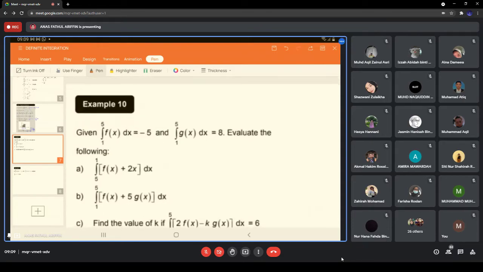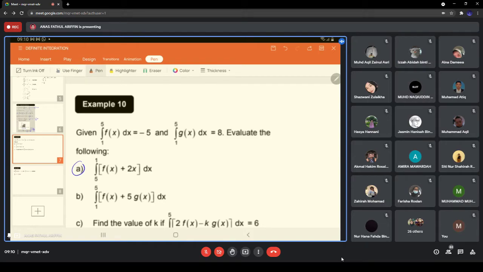Now we try to do the example 10. Okay, example 10, question A. So given this limit 1 to 5 for this function fx, the integration equivalent to -5, and then the integration for function gx from 1 to 5 equivalent to 8. Okay, so now A, find or evaluate, which is we want to integrate fx plus 2x from 5 to 1. From 5 to 1.